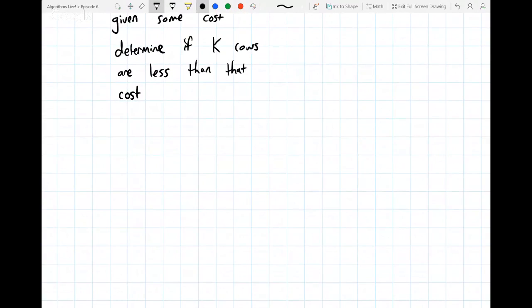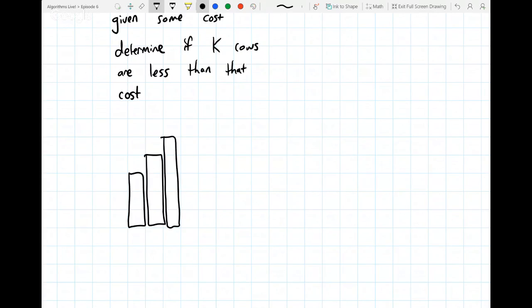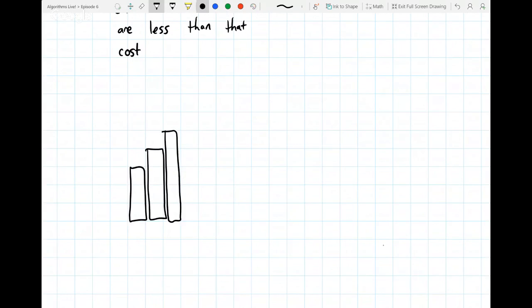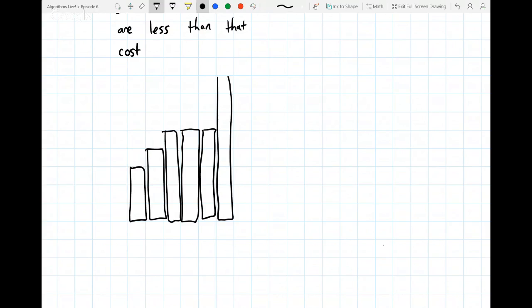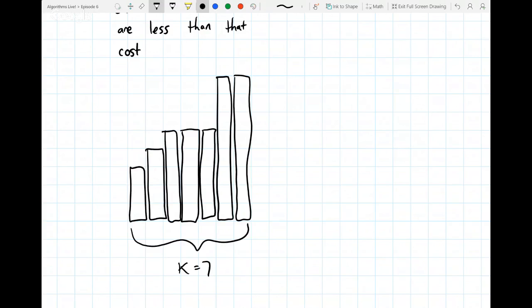All right. So imagine we did have the K cows. Like we just knew what the cost of the K cows were. It would look something like this. So maybe these are the most expensive cows. So maybe I'm searching for 7 cows. So K equals 7. One thing to realize is some cows might be more expensive. So this is just a bar graph of the cow costs.